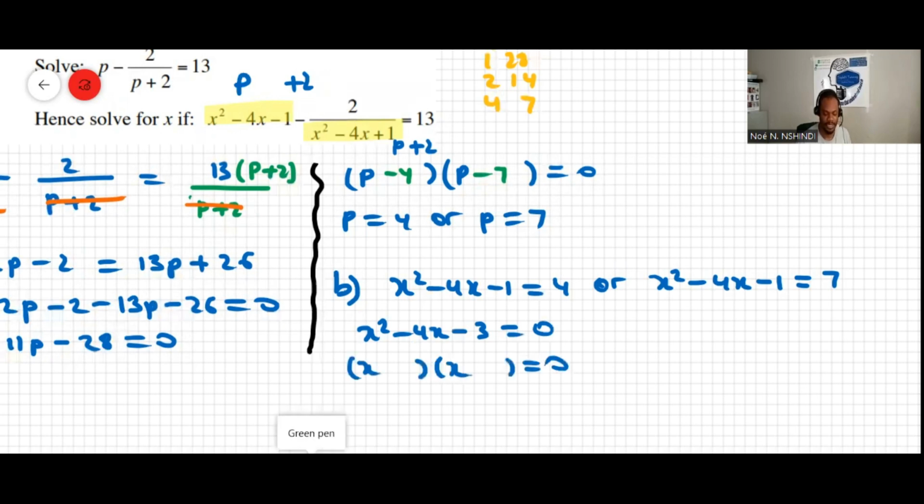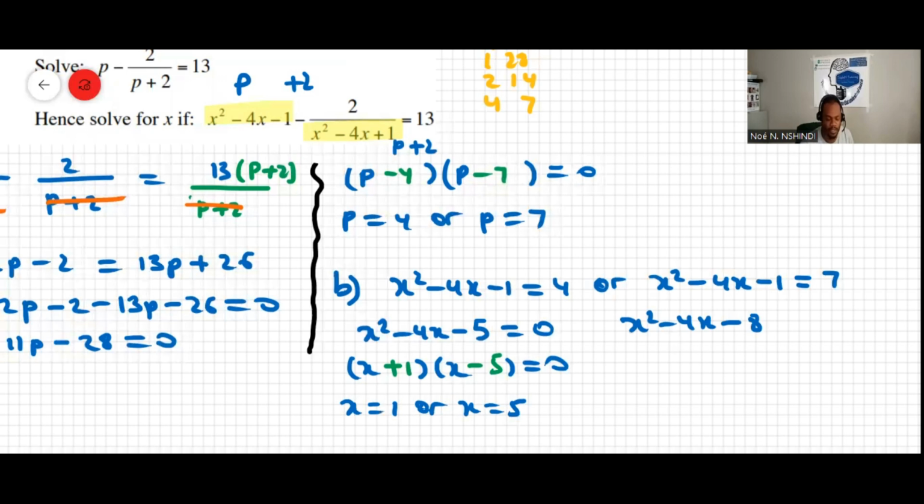And then say this is going to be like, if I move the 4, it's going to be like 5 here. And then that will make x plus 1, or x minus 5, okay, which means x equal to 1 or x equal to 5. Okay. Now on the other side, if you move the 7 over, it's going to be like x squared minus 4x minus 8, okay.